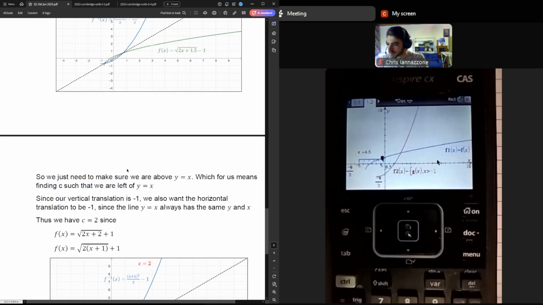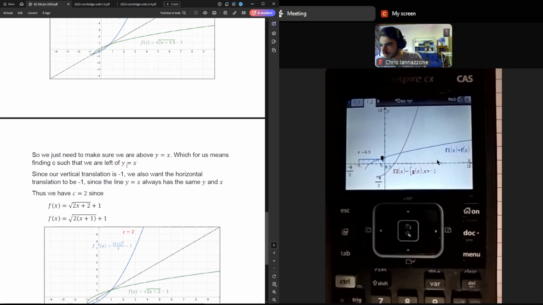So, okay, how do we find that? Well, let's just try to make sure that that's the case, right? We want to figure out at what point is it going to eventually go above that line y equals x. Now, the good news is y does equal x. And so if you know that your vertical translation is -1, you would also want your horizontal translation to be -1, since the line y equals x does have the same x and y.